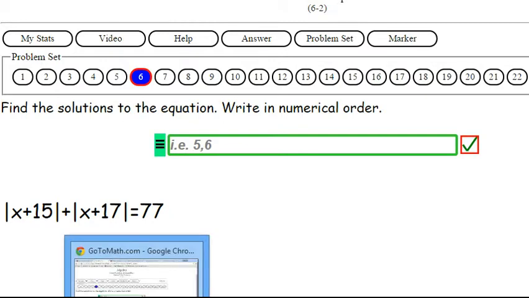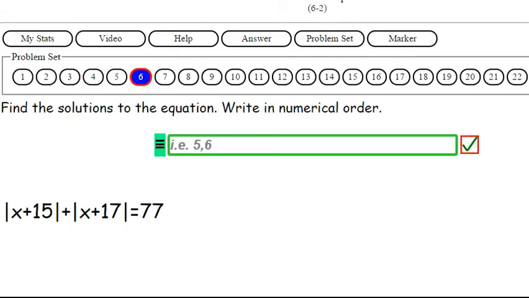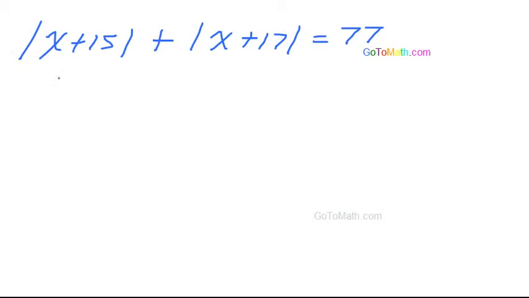Okay, so what are we doing? We're bringing that up, aren't we? So we got the absolute value of x plus 15 plus the absolute value of x plus 17 is equal to 77. Okay, so we want to make sure that we wrote everything down correctly. Okay, so the first thing I'm going to do is drop these absolute value bars. X plus 15 plus x plus 17 is equal to 77.